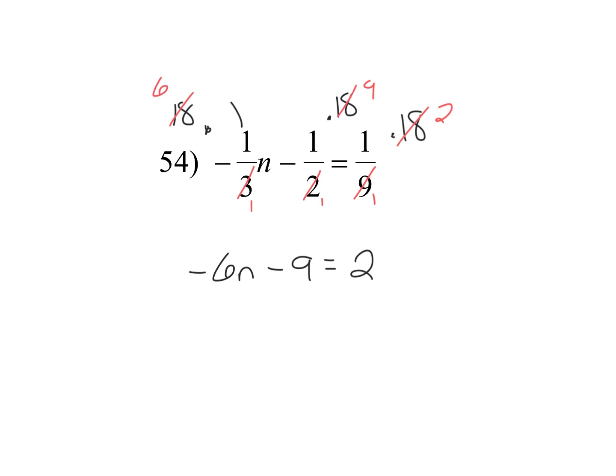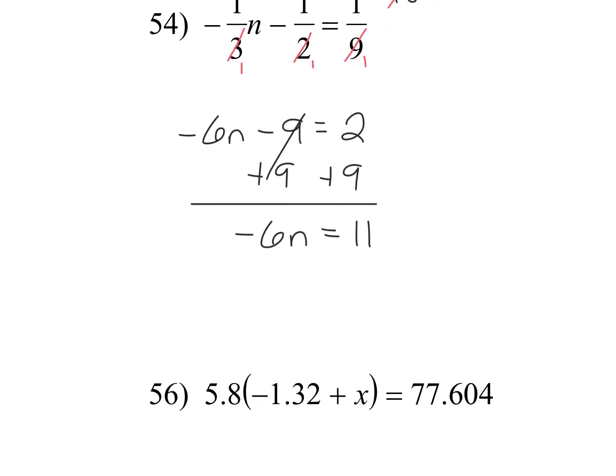What's my first step? Yep, we want to get n by itself, so we want to add 9. So we have -6n equals 11. Last step. Divide by -6. So we have n equals, it is a fraction. I would be okay if you left it like this, or if you wrote it as a mixed number.